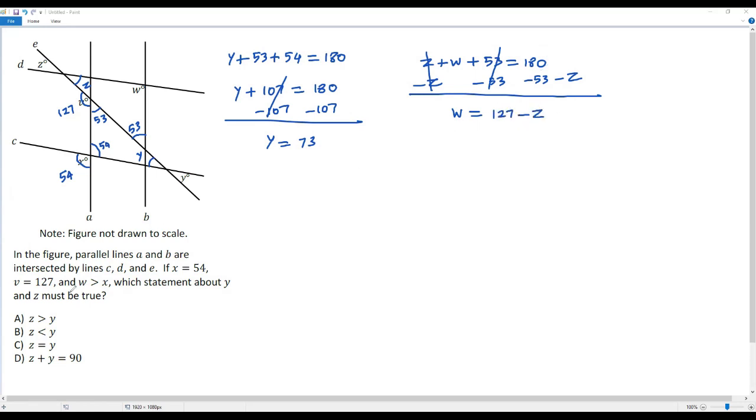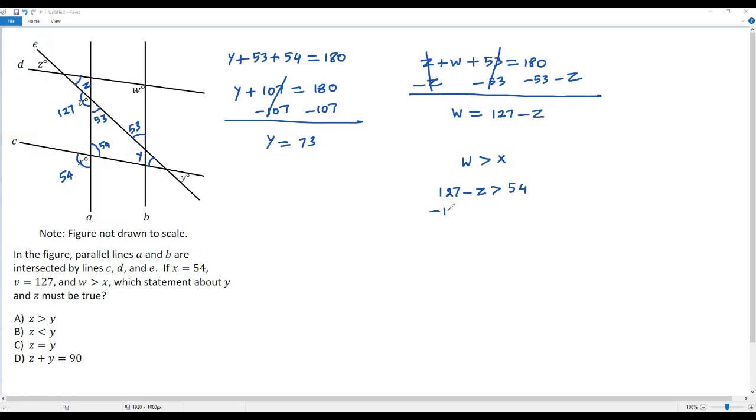Okay, now let's consider the information we have over here. That is w greater than x. And we know that w equals 127 minus z. Let's plug in this one for w over here. Then we get 127 minus z greater than, and we have the value for x in the question, that is 54. Let's plug in 54 for x over here.